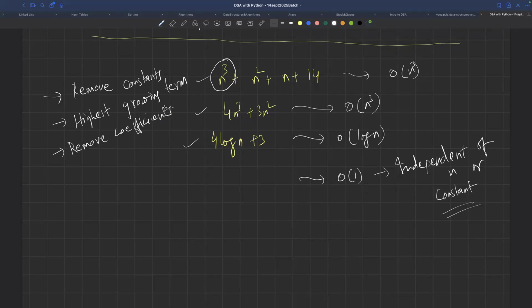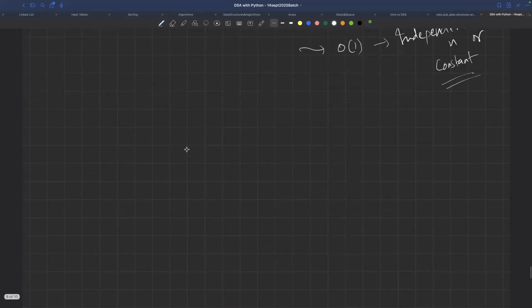Okay, so if you're coming across any code and there you are doing 2 iterations, you will say that I'm doing 2n, means n 2 times. If the array is having 5 elements, then I'm doing 10 iterations. If it is having 20 elements, I'm doing 40 iterations, so it is twice. So 2n also we will say it is O of n only. This coefficient we will remove.